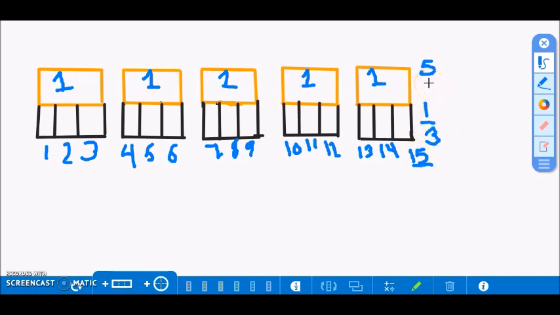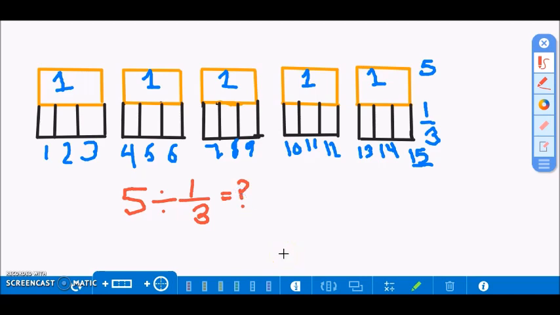We have used both concrete and pictorial models to solve our problem, and now we will use an abstract model. Our number sentence looks like this: 5 divided by 1/3 equals something.